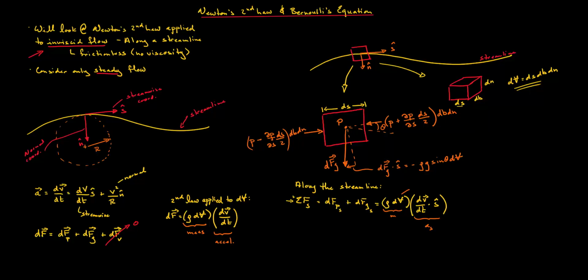Recall that we looked here on the left that the acceleration has two components, a streamwise and a normal component. So this dot product of DV by Dt in the S direction is just the streamwise component, which is the change in speed. And this is the component that we looked at over here.